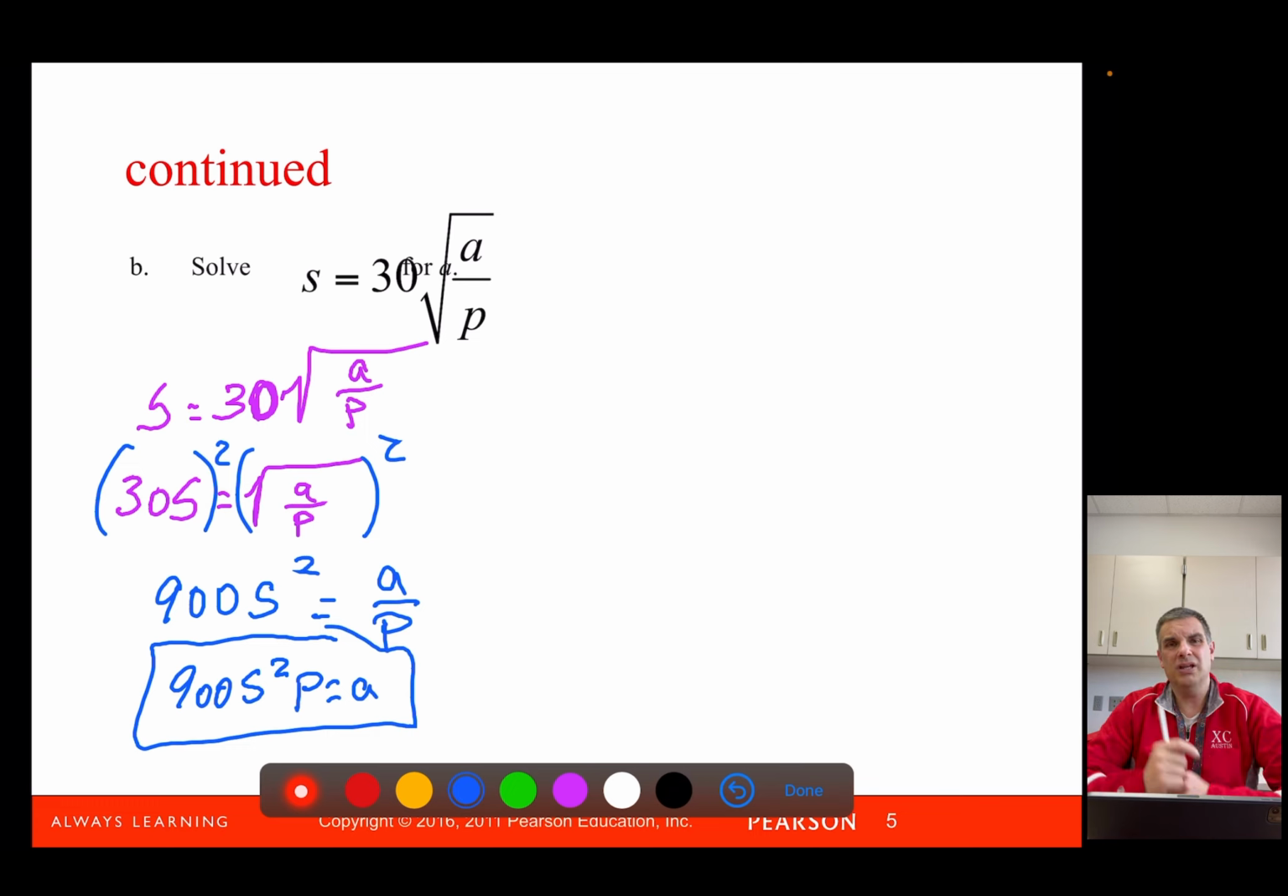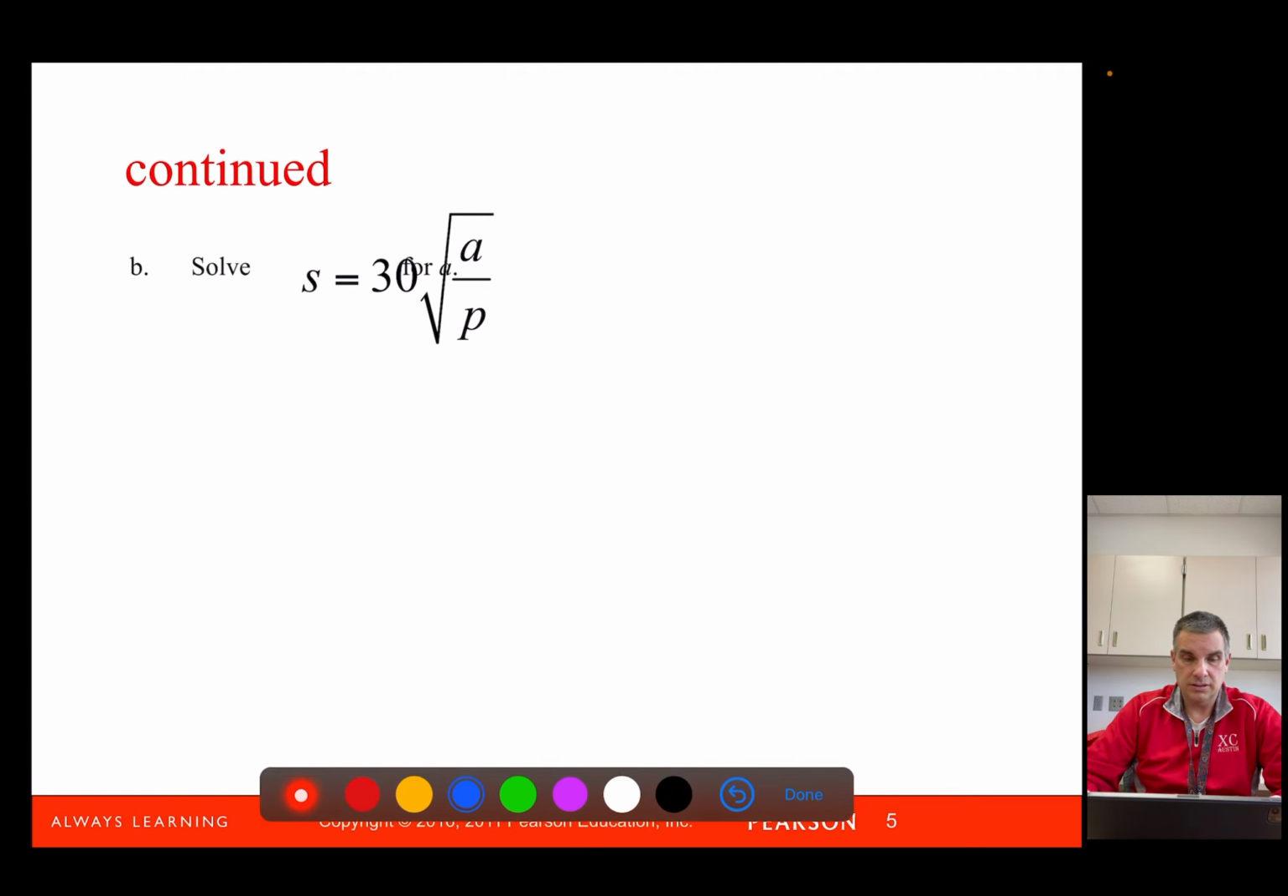Okay, just manipulating equations to solve for the variable that they ask to solve for. In this case, they asked us to solve for a. Okay, let's look and see what they did.